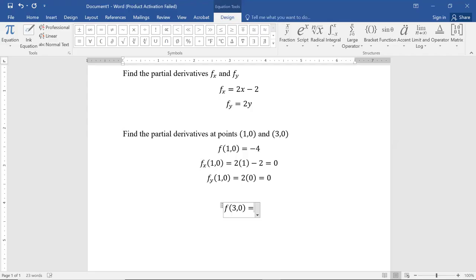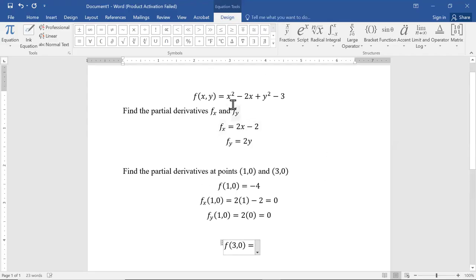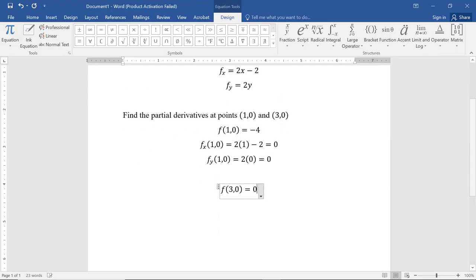Now, let's say what would happen if I plugged in (3, 0) into my function? Well, I'd get 3 squared minus 2 times 3 plus 0 squared minus 3. I end up with 0.